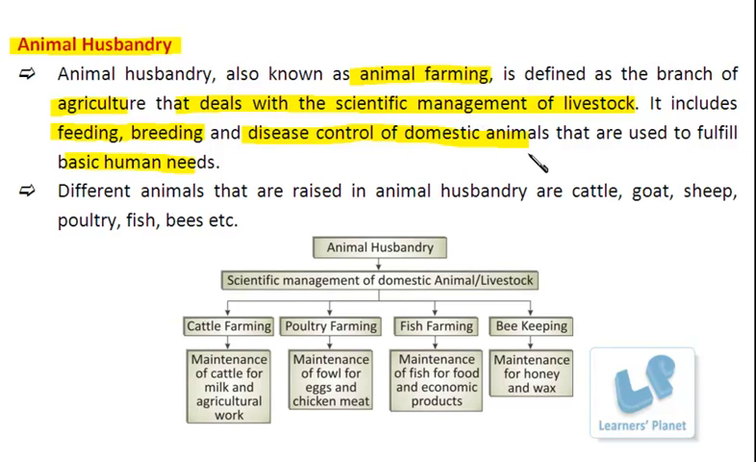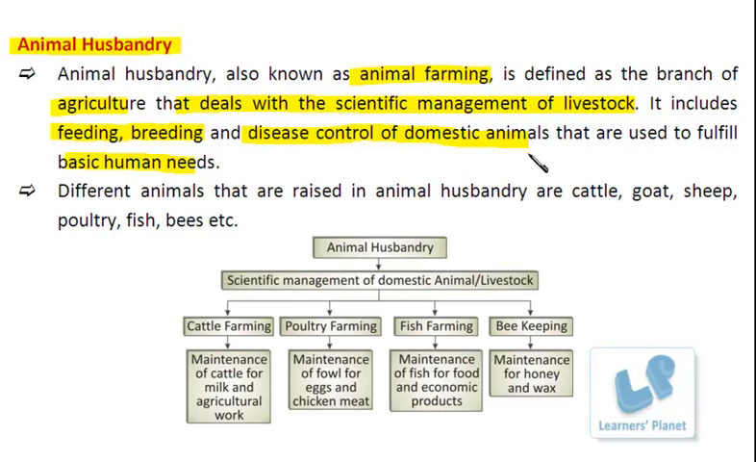The domestic animals, of course, are those which can be cultured at home itself, which are kept as pets in families. But here we are discussing husbandry. That means this is done on a large scale, and the object behind this is the welfare of human beings, right? That means obtaining products from these animals which can fulfill the basic human needs.